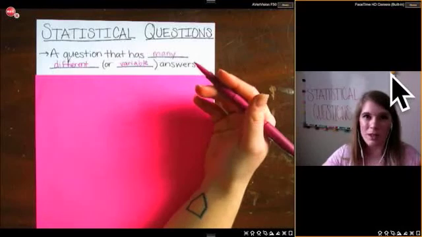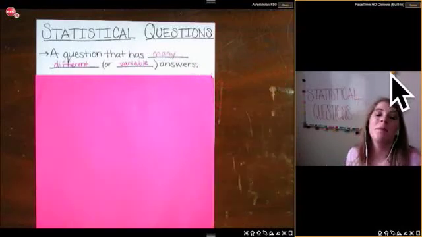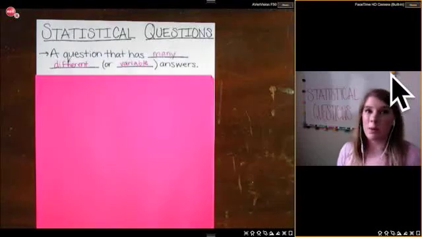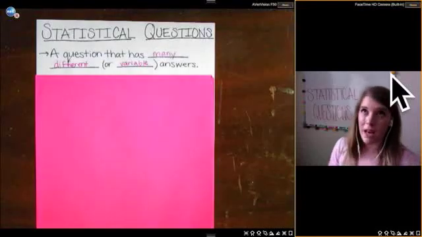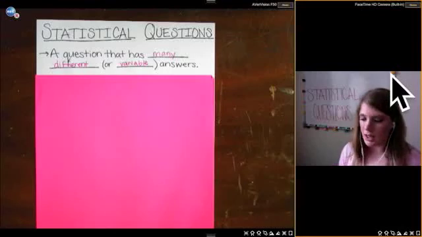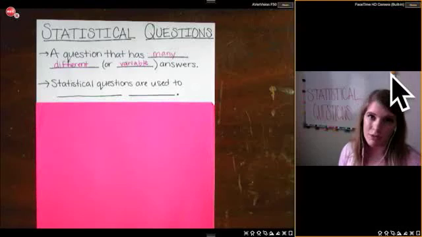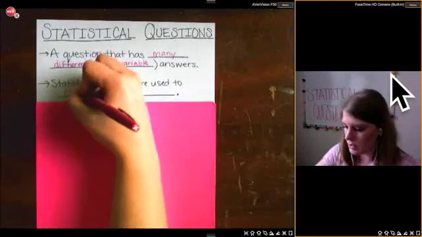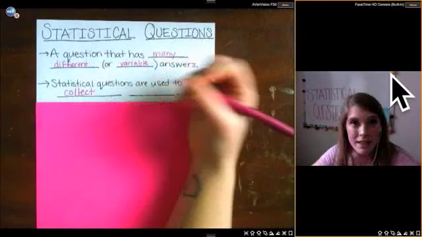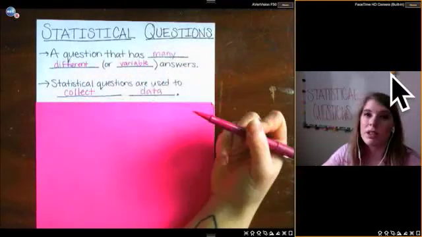We know that a variable represents a number we don't know. So if we're asking a question, it's because we don't know something. A variable represents something we don't know, and the value of that variable could change, could be different. So it has a similar concept here. If we're asking a question and we're getting all of these different answers, what we can do with those answers is analyze them. So statistical questions are going to be used to collect data.